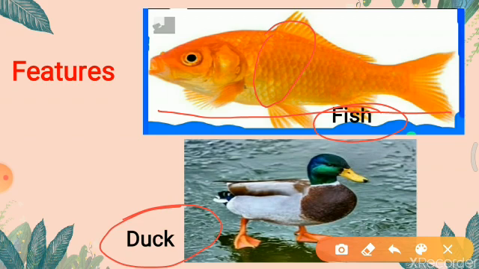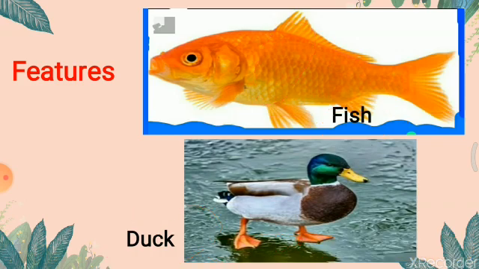Fish have scaly skin. The scales on their skin are waterproof. Okay. Aquatic birds like ducks and geese have webbed feet. This is called webbed feet, which helps them to push water back while swimming.